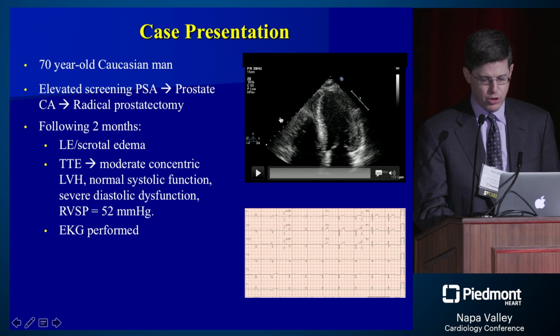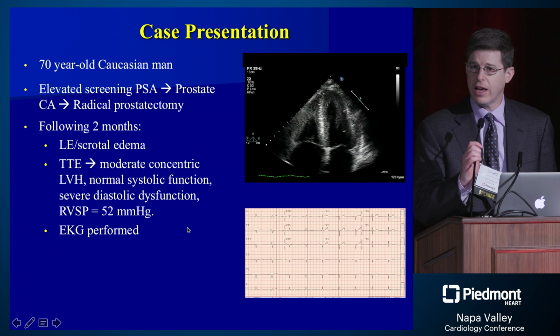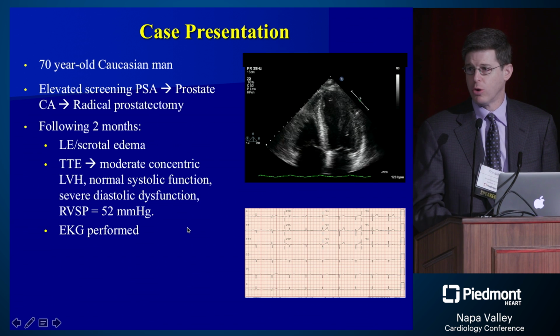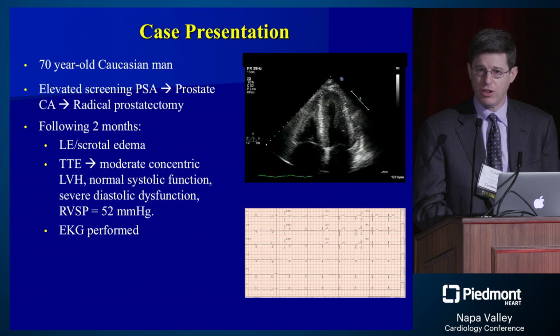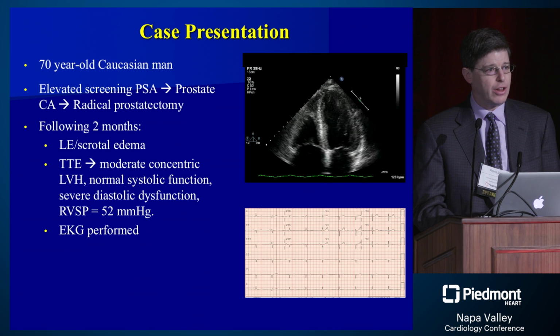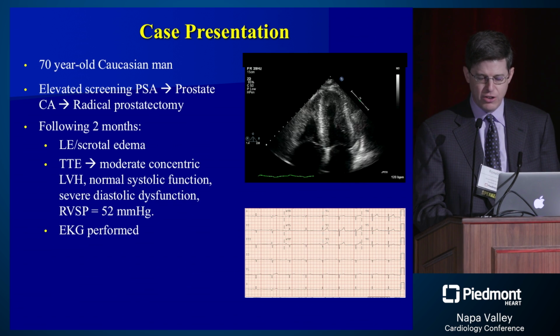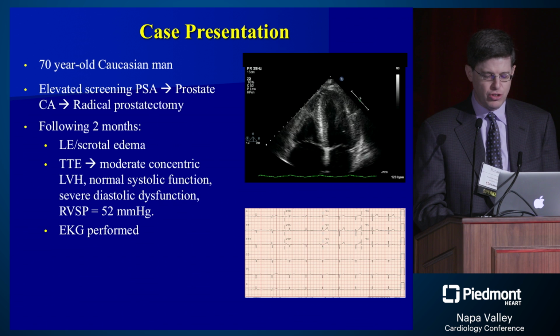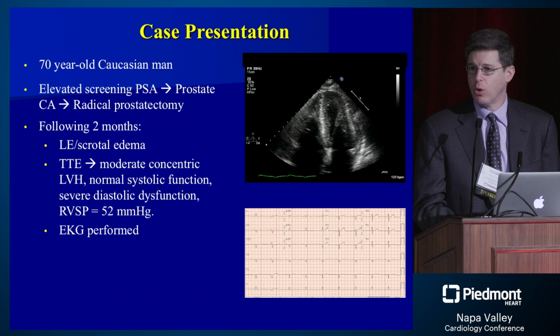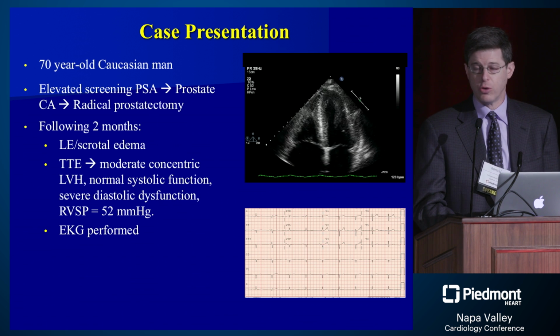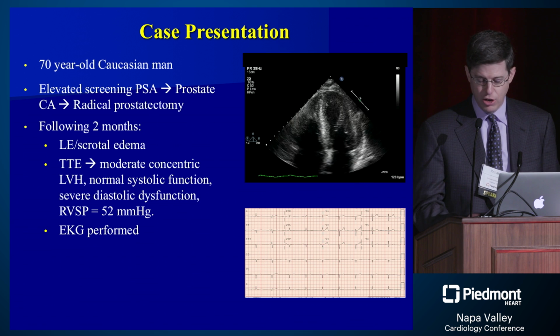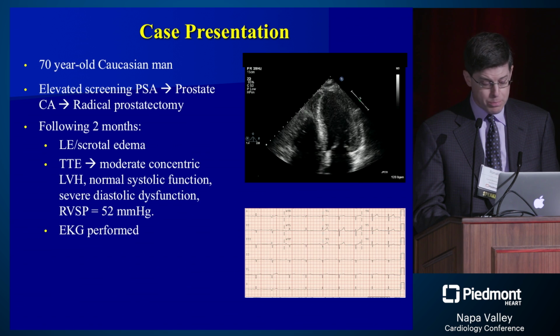He had the echo that I'll play here, and you can see he has moderate LVH with normal systolic function, but he had significant diastolic dysfunction and elevated RVSP. His EKG is in the lower right, and you can see that the voltages, while strictly speaking are normal, they're low for the degree of LVH that he has, and he also has an inferior infarct pattern.